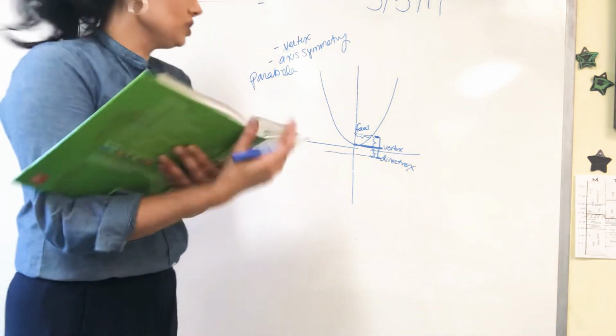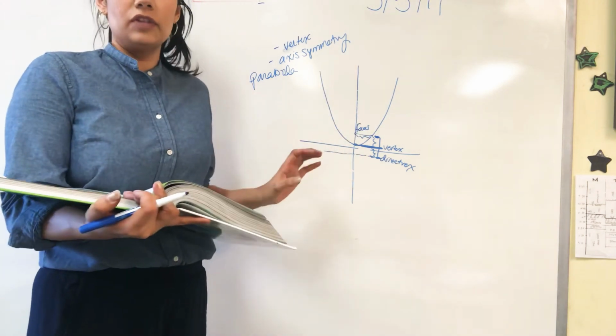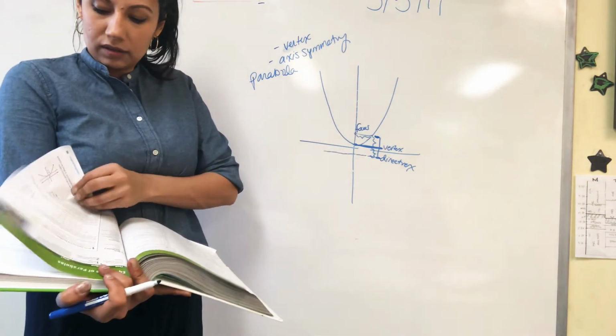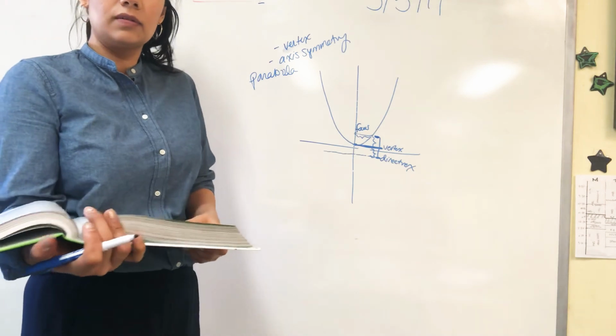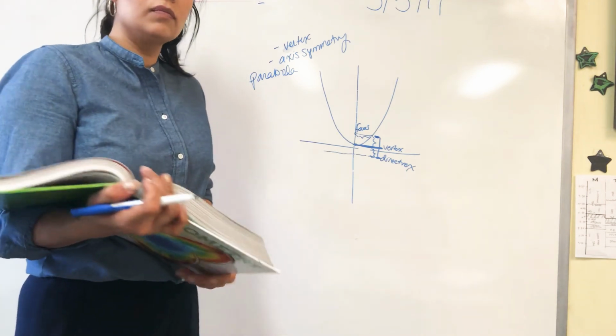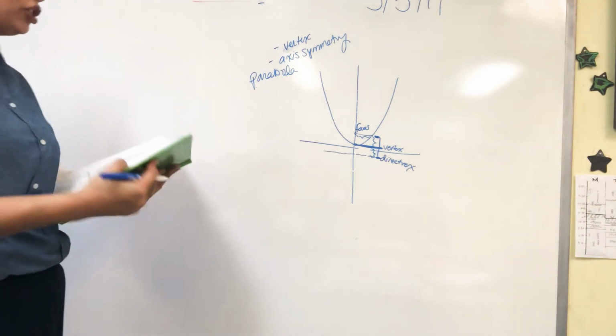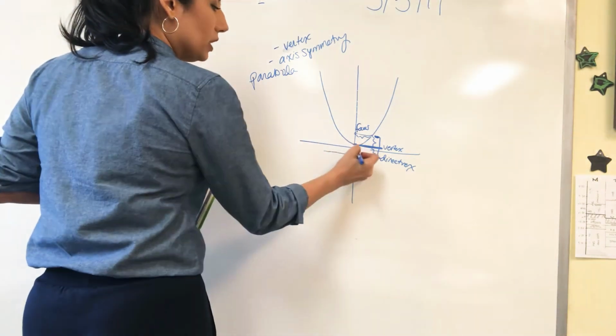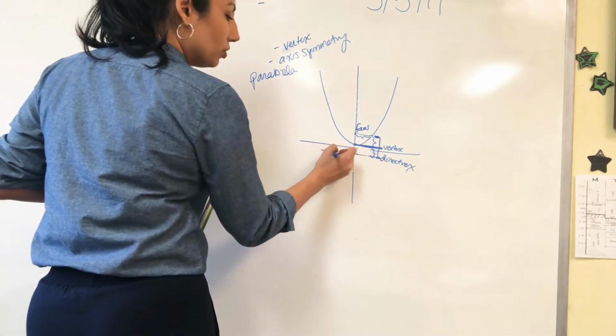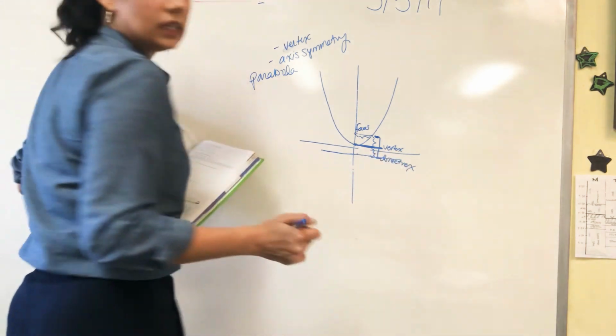Okay, so that's just a quick recap on all the definitions. Is the directrix a point or a line segment? So what you do with the directrix, actually, it's always underneath the vertex, but it's drawn out as a line.